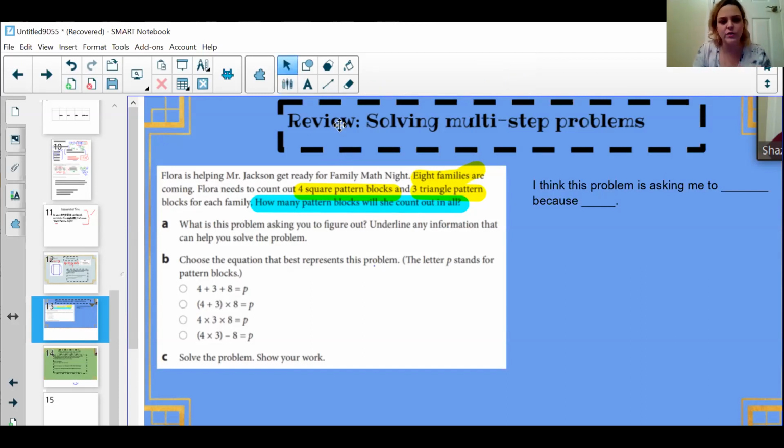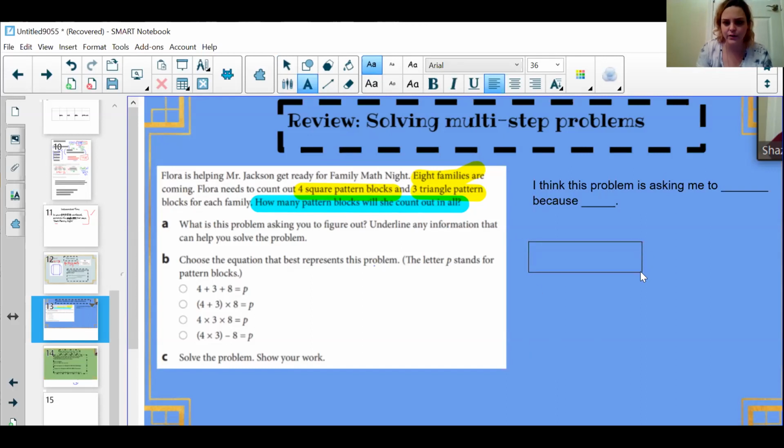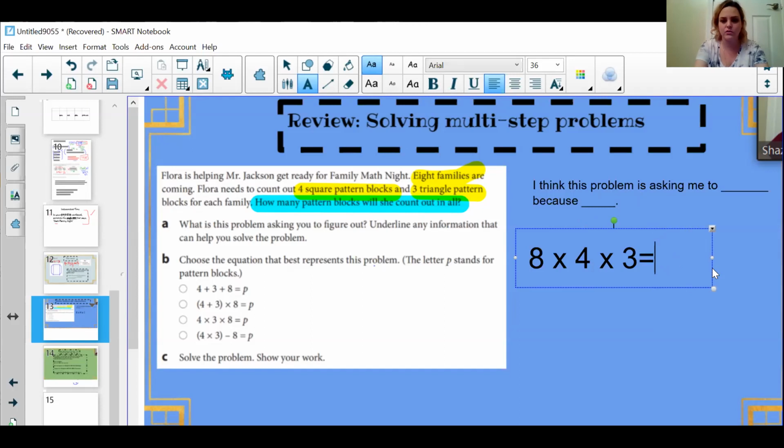Okay, before I even choose an equation, I want to try to come up with the equation myself. I know I have some information already. I know that there's 8 families and that each family needs 4 square pattern blocks. When I think of the word each, it makes me think of equal groups, right? We have 8 families, 8 equal groups, and they each need, so there's our group size, they each need 4 square pattern blocks, and they each need 3 triangle pattern blocks. And then this equation is really gonna allow me to figure out how many pattern blocks in total?